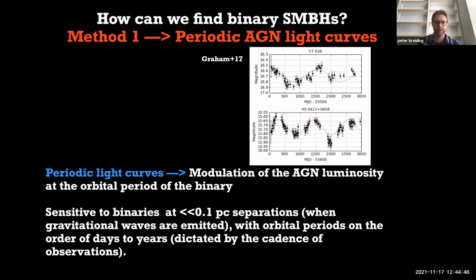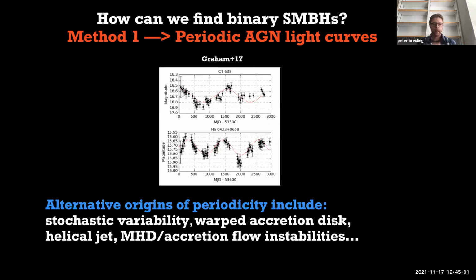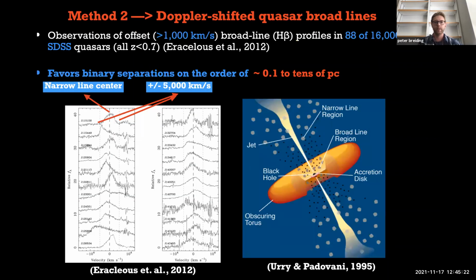And this is sensitive to binaries that are very subparsec, so well within the NANOGrav pulsar timing array regime, when you have the gravitational wave regime, and orbital periods on the order of days to years, dictated, of course, by the cadence of the observations. However, this method suffers from alternative possibilities for introducing this variability, including just stochastic variability that you're misconstruing as actually periodic, various MHD instabilities, et cetera, that can lead to these periodicities. So the method I'll focus on today is the Doppler shifting of broad line region emission lines.